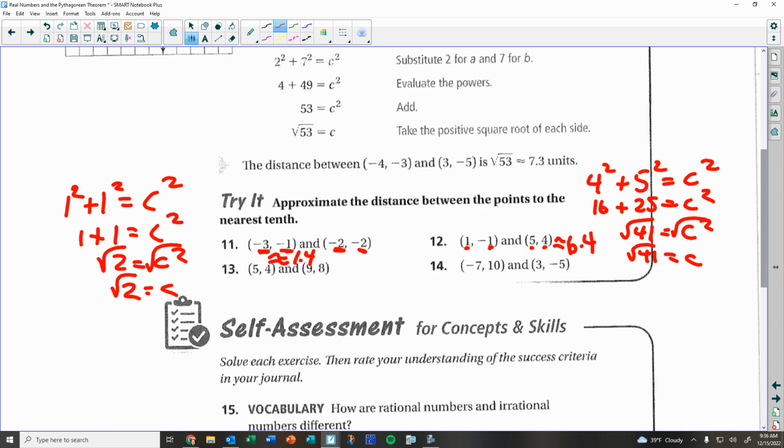I want you to try to do 13. Yeah, if you get 13, you're going to get 14. Try 13 and see how you do.